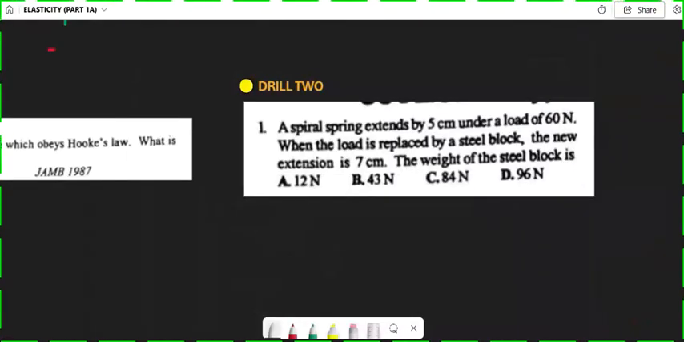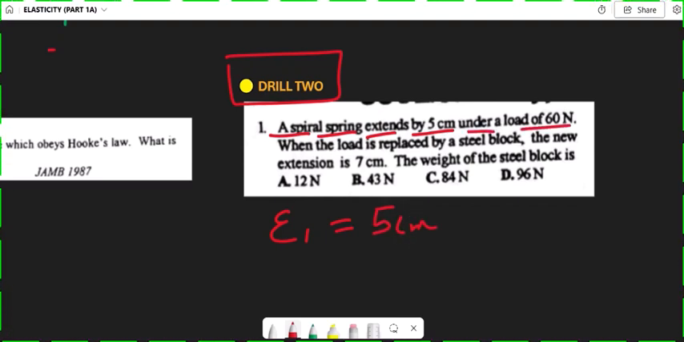Okay, so solving another question, which is our grade 2. In this question, we are given that a spiral spring extends by 5 centimeter. So we are given the extension. Let's assume it is the same question given to us, which is 5 centimeter, our E1, under a load of 60 newton, this is our F1. I told you whenever you are given your load, it is also referred to as what? Your force. So that is given as 60 newton.